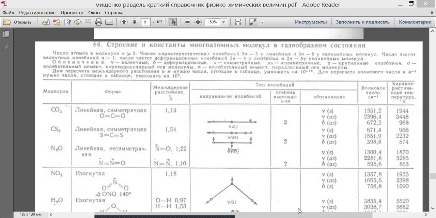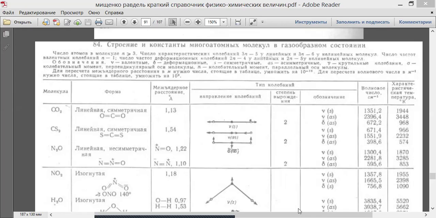Okay, we can see the molecule CO2, and it says that it's linear and symmetric, and we know that. It also gives us the internuclear distance in angstroms. It's 1.13. Okay, and we will need it maybe a bit later. It also gives us the types of vibrations the molecule goes through. It has 3 types: nu sub s, nu sub as, and delta sub as.